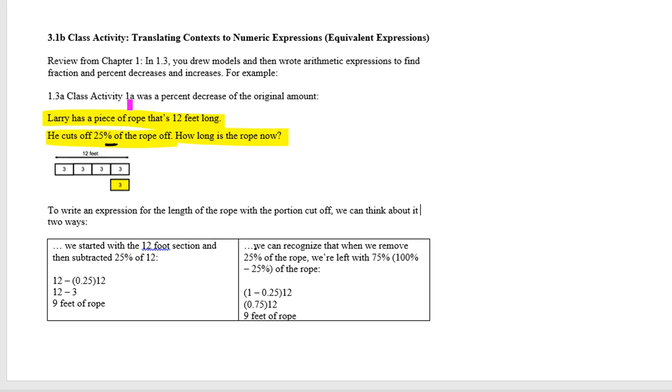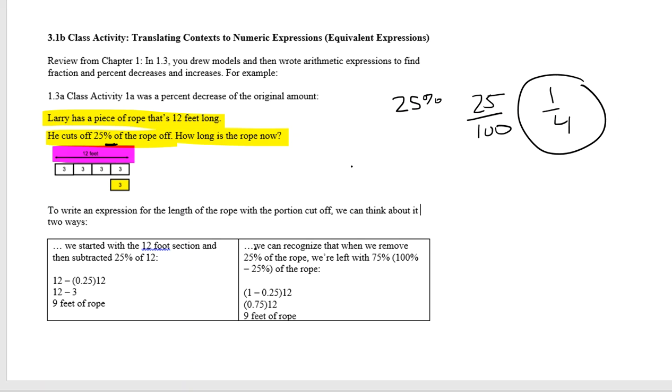Okay, so if Larry starts out with a rope that is 12 feet long and he cuts off 25%, one of the things that we need to realize is that a percentage is just a part of the whole. So he's cutting off part of this rope. 25% written as a fraction would be 25 hundredths, and that would simplify to 1/4. Okay, so he's cutting off 1/4 of the rope.